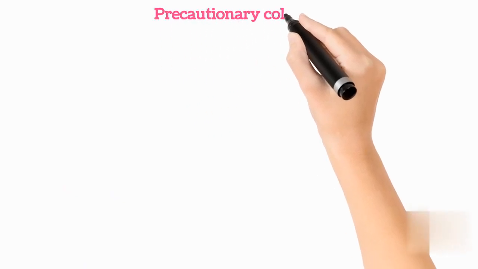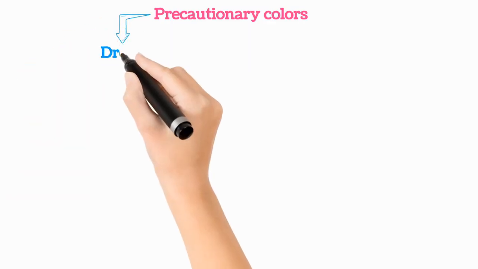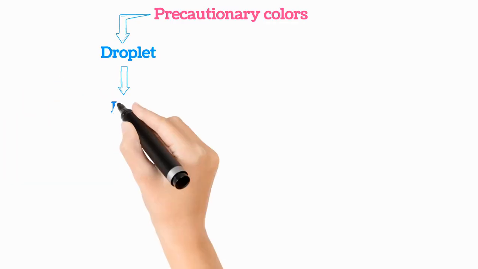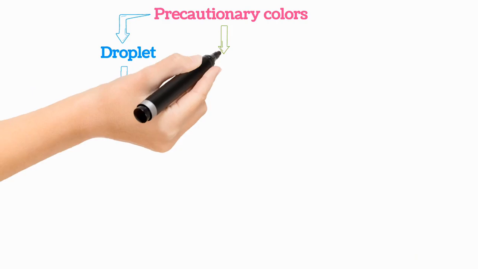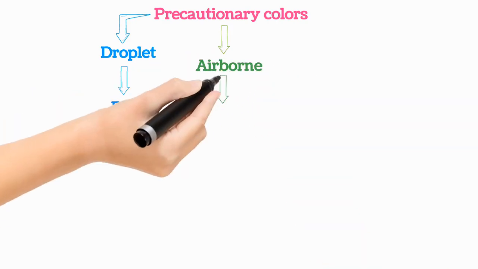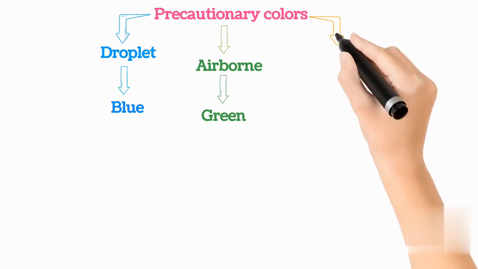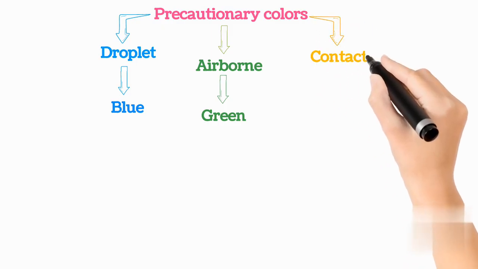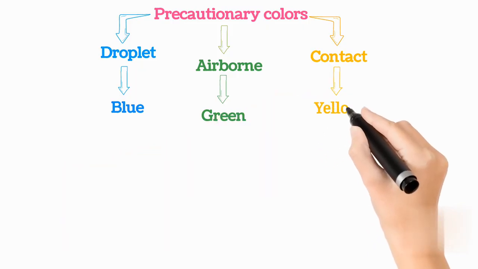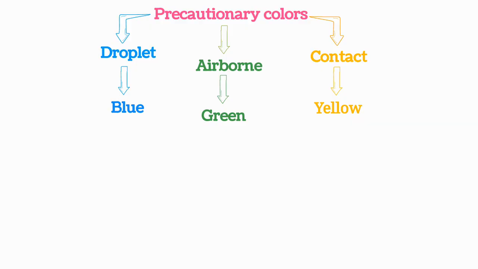So let's discuss the isolation precautions. These are the precautions that we use to isolate the patients according to their disease condition by giving them a specific color. For example, blue color is for droplet, and the precautions include mask and distance. Similarly, green color is for airborne diseases, and the precautions include mask and a negative pressure room. And at the last, yellow color is for contact-borne diseases, and the precautions we use include gloves and gown.